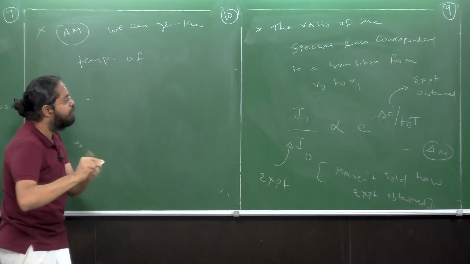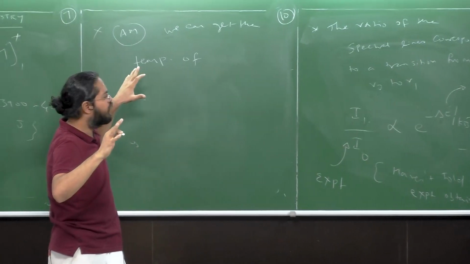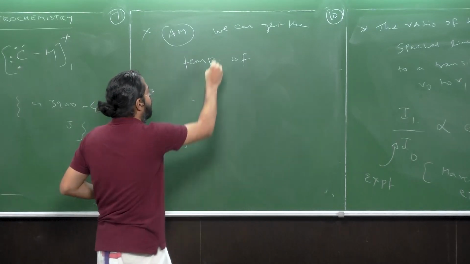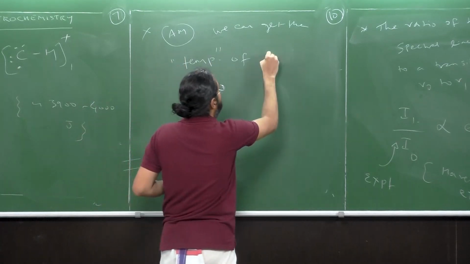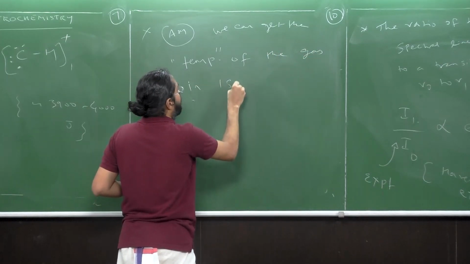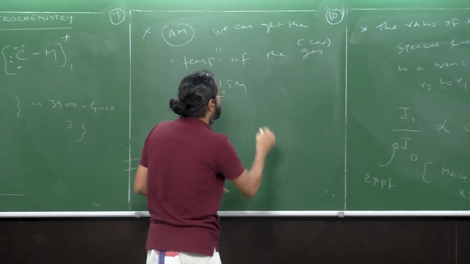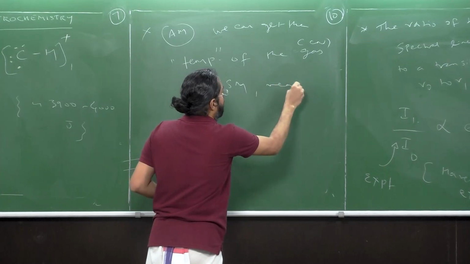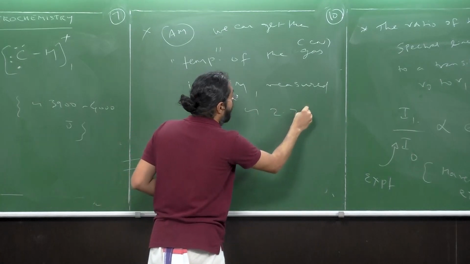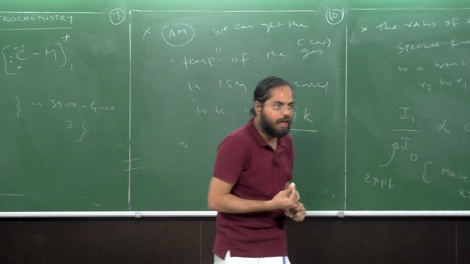temperature, more specifically speaking, I should call it rotational temperature, but I don't want to confuse you by using too much jargon at this stage, so I'll just use the word temperature loosely, the temperature of the gas in the ISM. When I say gas, I'm talking about the CN radical, and that was measured to be approximately 2.7 Kelvin. This was in 1941.